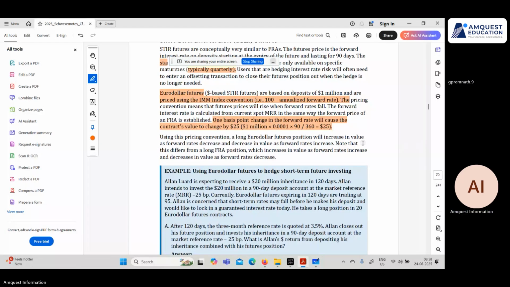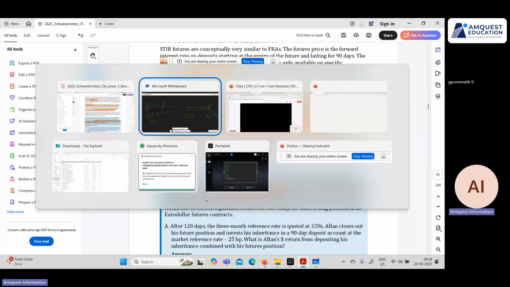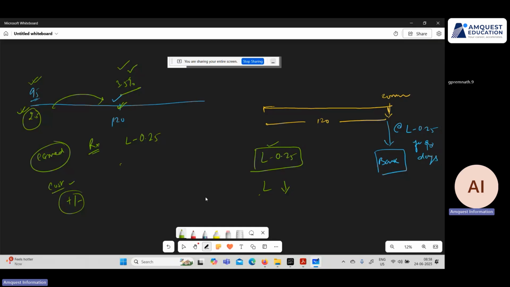Look at this. You want to invest 20 million for a 90-day deposit at a reference rate of L minus 0.25. So can I say that he is going to earn 3.5 minus 0.25, multiplied by 90 by 360, multiplied by 20 million? Is it right to say?